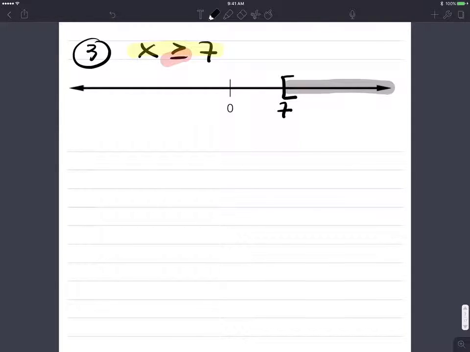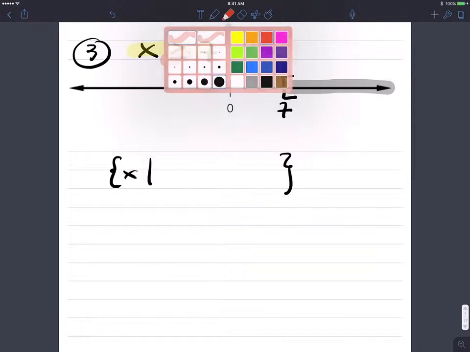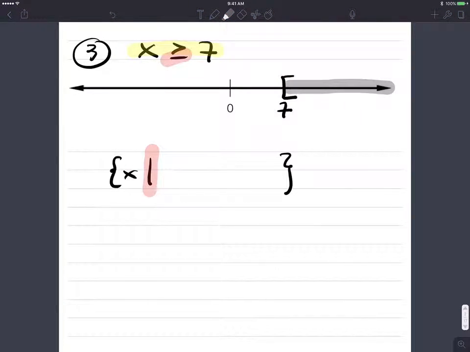You might be interested in set notation. Set notation uses the format that says the following. This is a set of all real numbers x such that. This vertical line means such that. We are now going to describe the numbers, and the numbers are greater than or equal to 7. Here's our set notation.